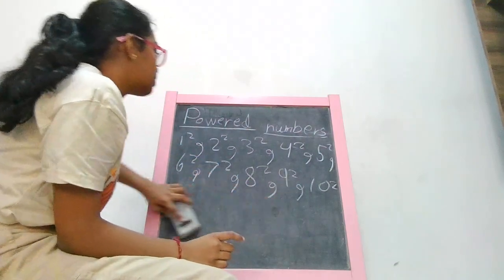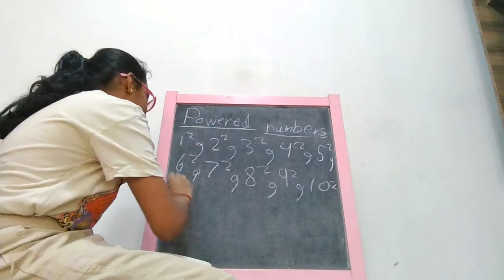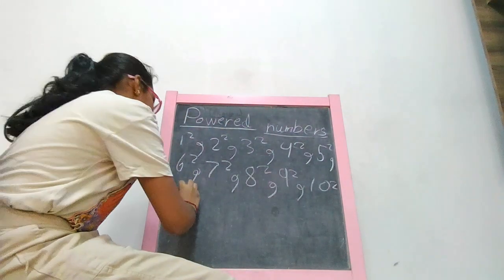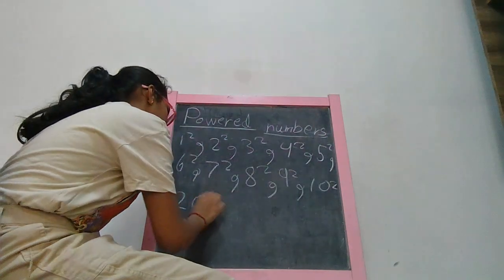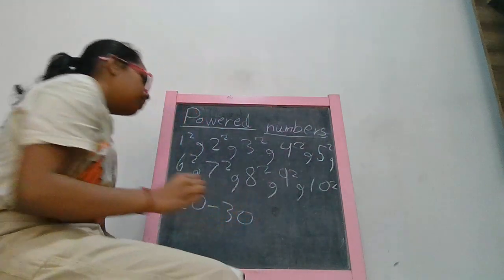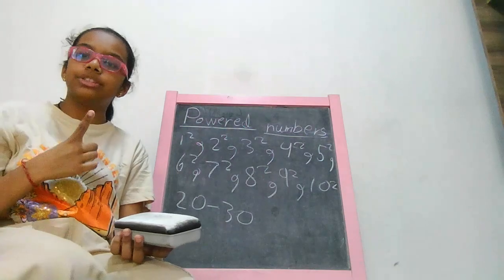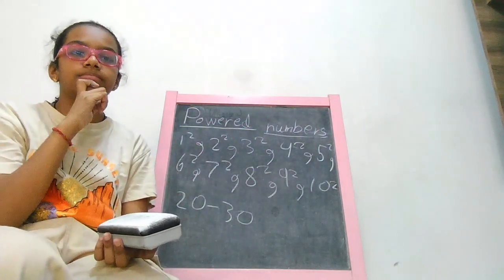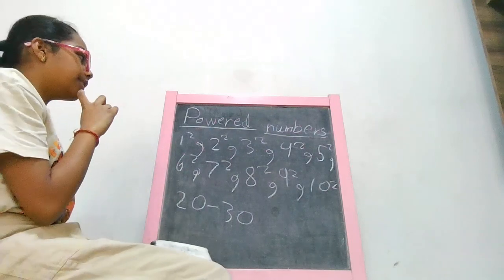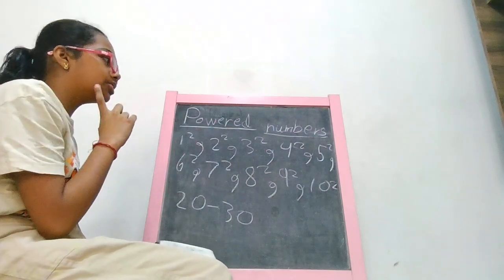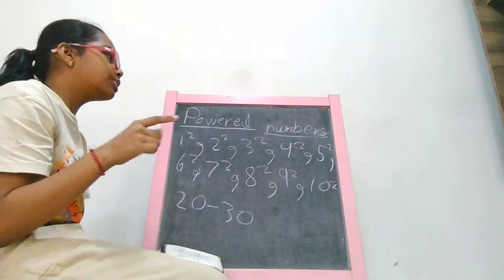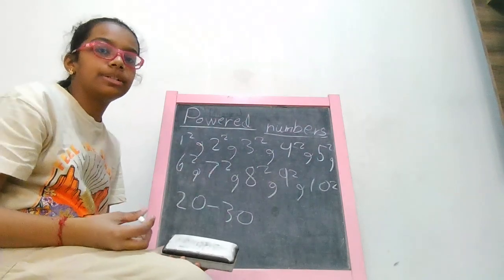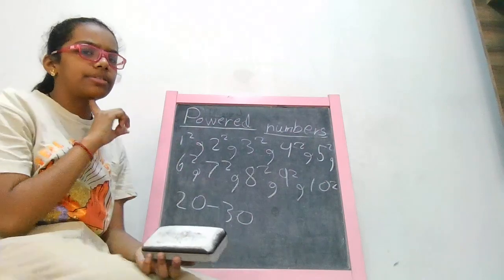Now what if I give you another question? Like, tell me the squared numbers between 20 to 30. Tell me one squared number between 20 to 30. So now you will think, if I say 3 squared, that'll give me answer 9. So that's not possible. 4 squared will give me answer 16. That's not possible. What about 5 squared?